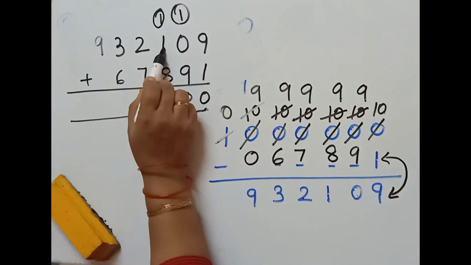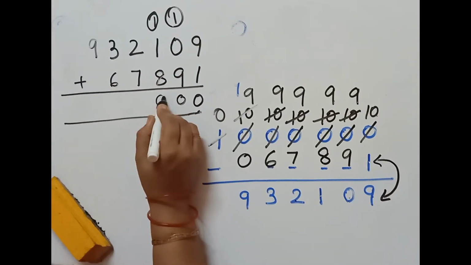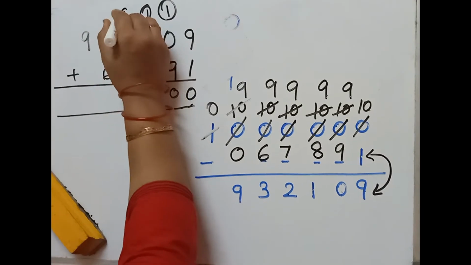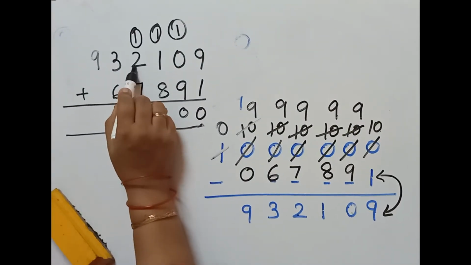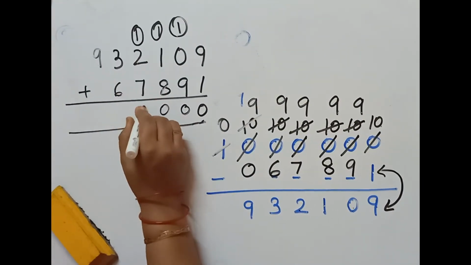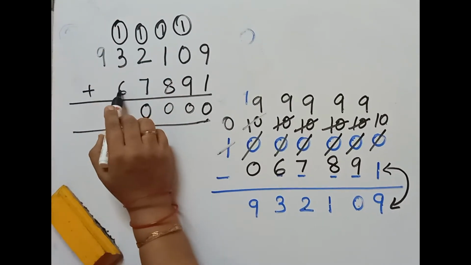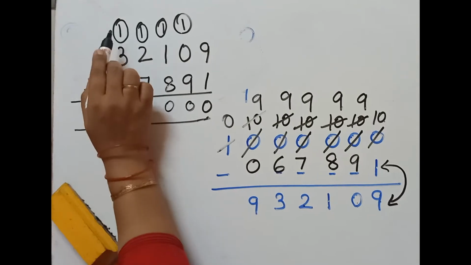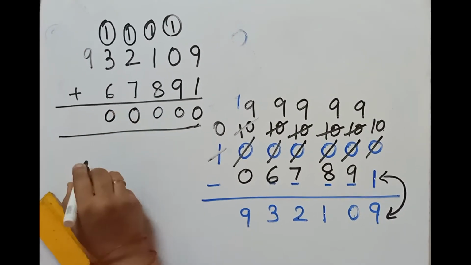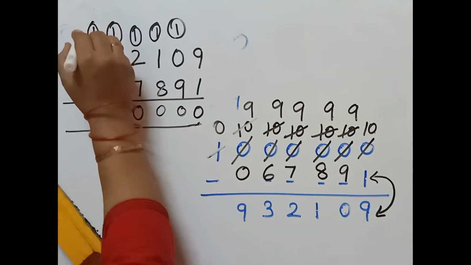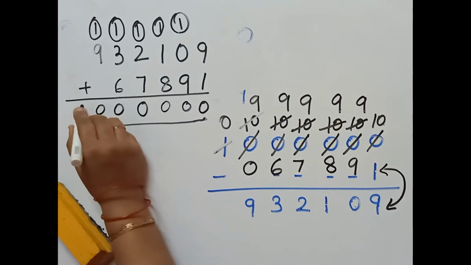8 plus 1, 9. 9 plus 1, 10. Again 0, 1 will be carry over. 7 plus 2, 8, 9. 9 plus 1, 10. 0, 1 carry over. 6 plus 3, 9. 9 plus 1, 10. 0, 1 carry over. Now 9 plus 1, 10.